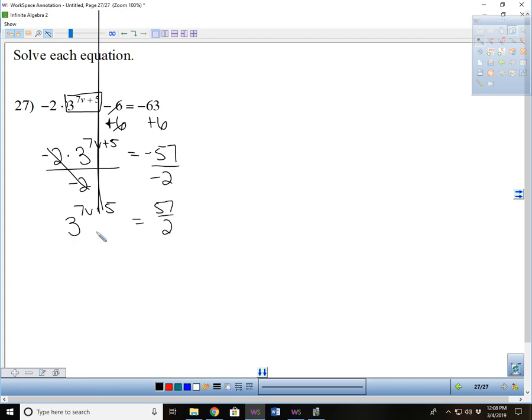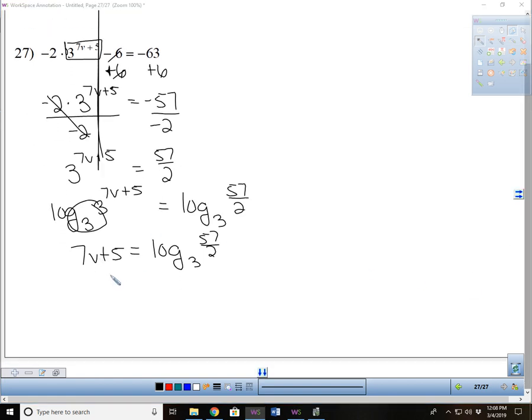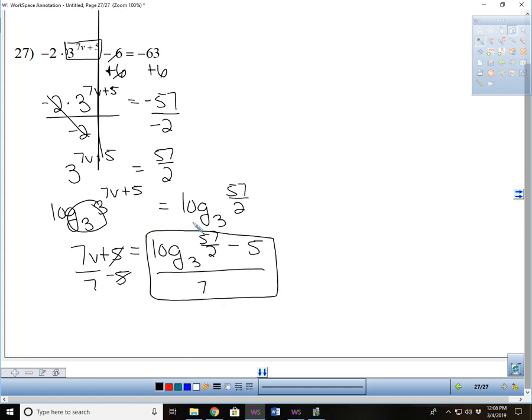So now I've got that isolated. I'm going to log with a base of 3 on both sides. That cancels. So 7b plus 5 is equal to log base 3 of 57 over 2. And then I'm going to do the same exact thing that I did the last time. To solve for b, I've got to subtract 5. And then I have to divide by 7. Just put it all over 7.